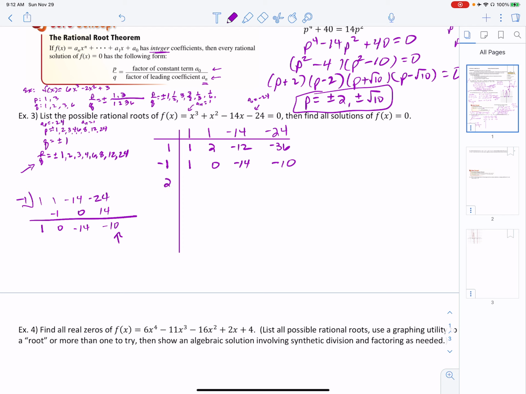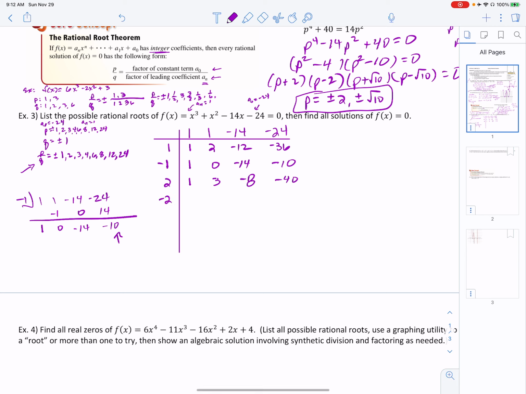I try 2. Bring down the 1. And again, doing synthetic division. 2 times 1 is 2, plus 1 is 3. 2 times 3 is 6, plus a -14 is a -8. 2 times a -8 is a -16, and -24 is a -40. So that did not work.